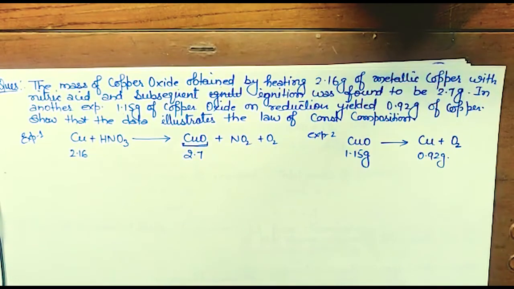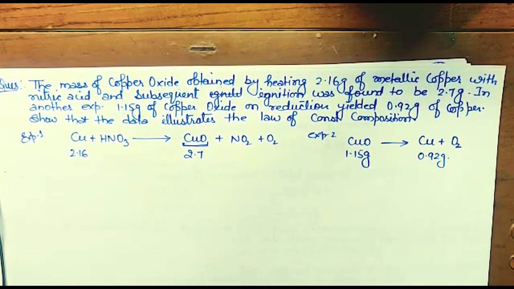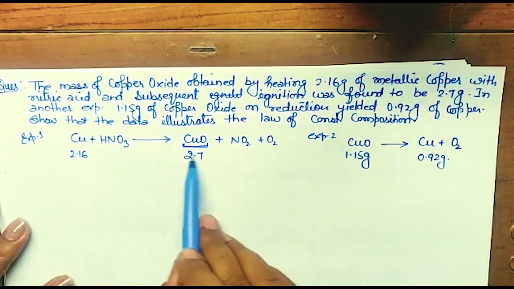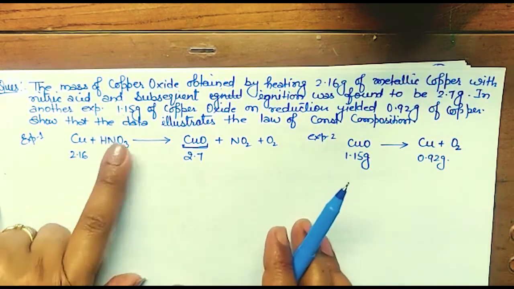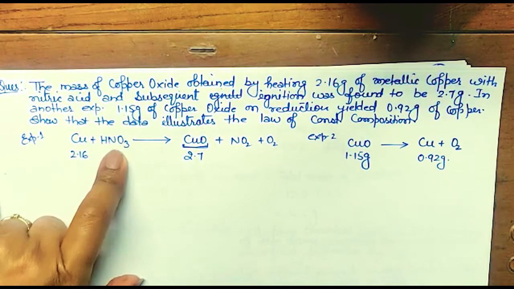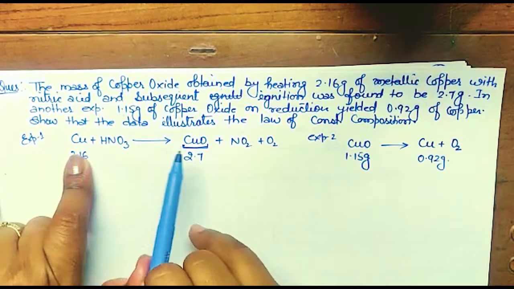So what you have to think of it, that in both experiments you have to prove that the ratio of copper and oxygen is the same. Got it? So here, although in this equation there are so many things, we don't have to consider the nitric acid. Actually what it is doing is just providing oxygen to it, isn't it? The copper is going to be oxidized.